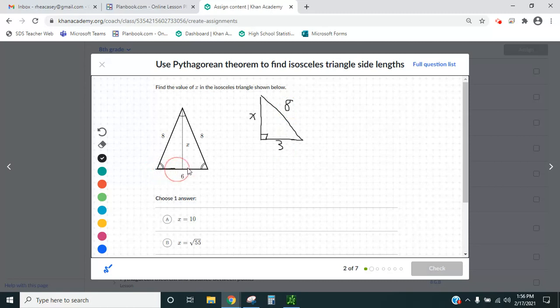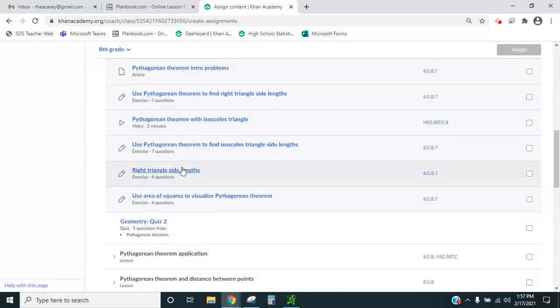When it says 6, it means this entire length is 6. And then you'll have to set it up this way, and I'll let you guys solve it from there. That equals 8 squared, excuse me. All right, and you'd solve it from there. Now, let's do a different assignment.